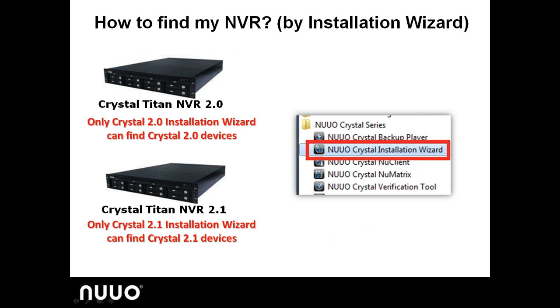Regarding the Crystal Titan NVR installation wizard, if you are using installation wizard version 2.0, it can only find Crystal 2.0 devices. It means if you are using the Crystal Titan NVR installation wizard version 2.0, you cannot find a 2.1 version. So if you want to search Crystal 2.1 devices, you must upgrade the installation wizard to the 2.1 version to find your Crystal 2.1 device.